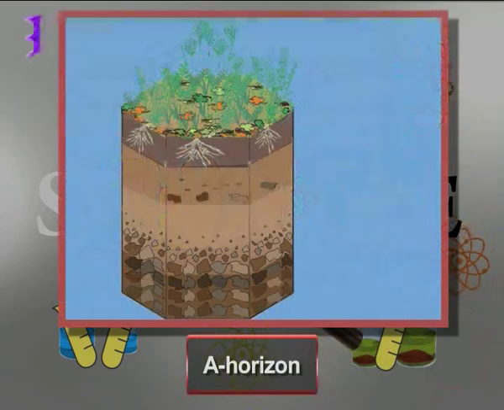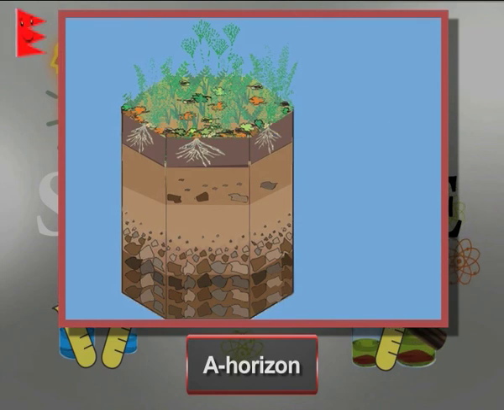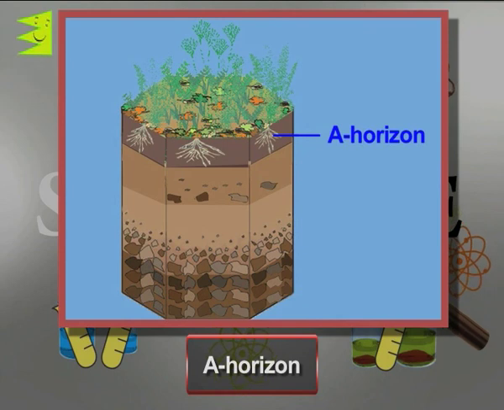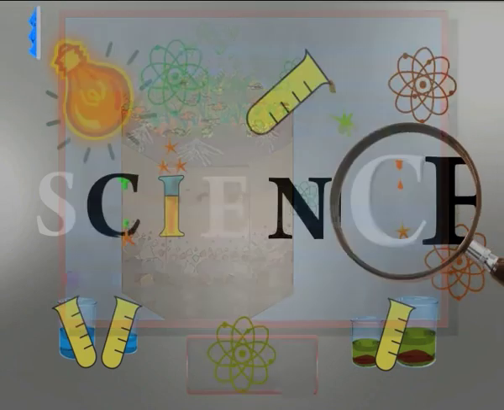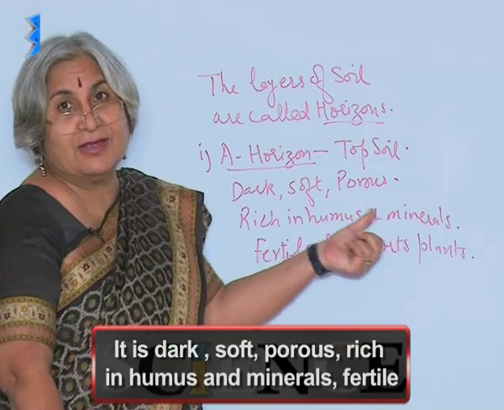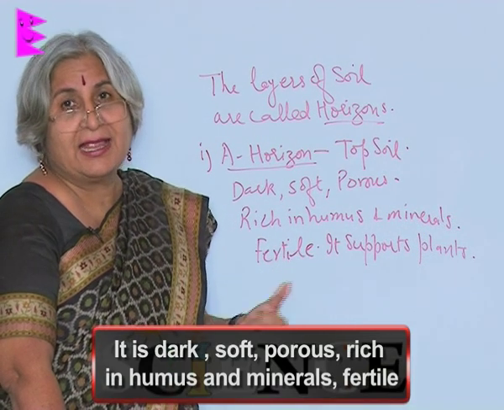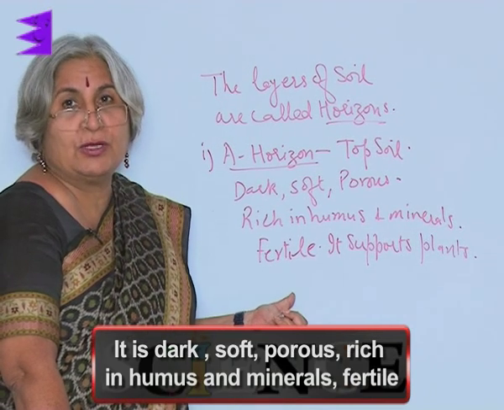The first layer is called A horizon. It is also called topsoil. It is a very important part of the soil. Now it is this part which is dark in color, it is soft, and it is porous. If you will touch it, you will find it is soft. Why is it porous? Because it is rich in humus as well as minerals. Now because it has both humus as well as minerals, it is fertile. That is why it is able to support plants.